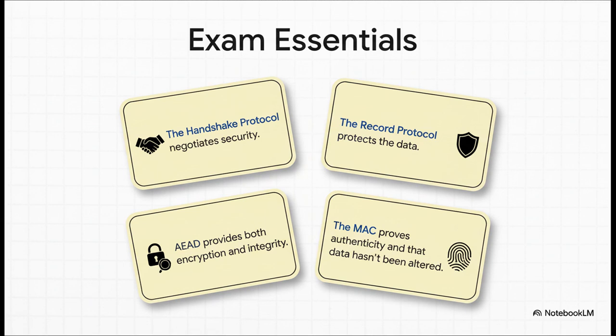It sets everything up. Number 2, the record protocol is the protector. It does the dirty work of securing your data. Number 3, AEAD. It's the 2-for-1 deal that gives you both secrecy and integrity. And number 4, the MAC. That's your proof, your digital fingerprint that guarantees the data is legit. If you get those 4 points, you've got the heart of TLS down.